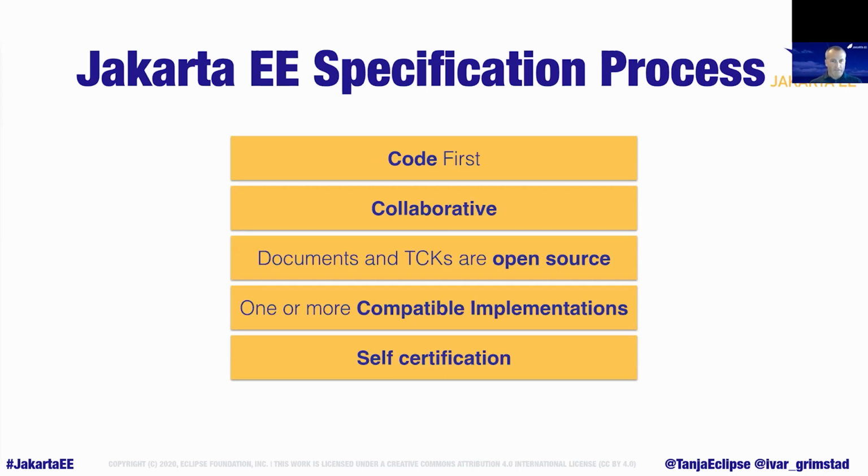We also have the concept of compatible implementations. In the JCP days, we used to have a reference implementation. That was one implementation that was used to prove that the specification was implementable. In Jakarta EE, we have the notion of compatible implementation. So there is no implementation that is any more special than others. We have the concept of compatible implementations, and there may be many of them, but at least one.